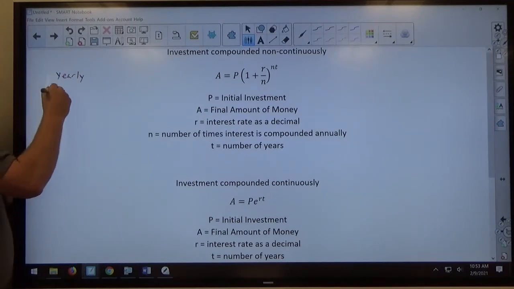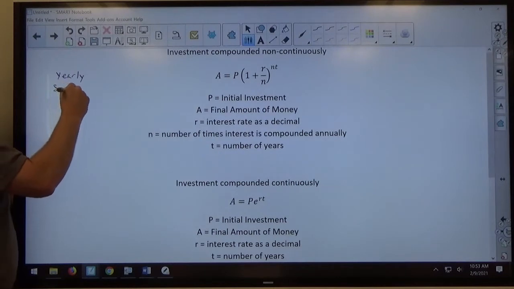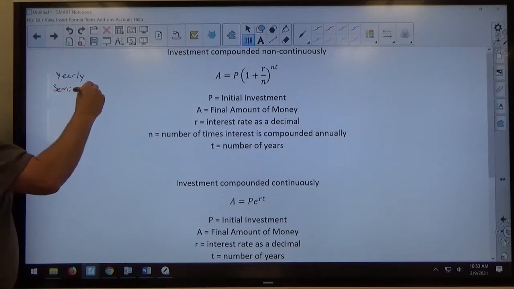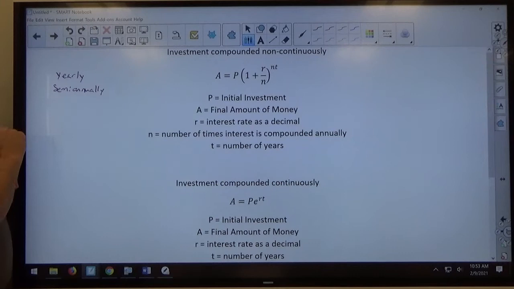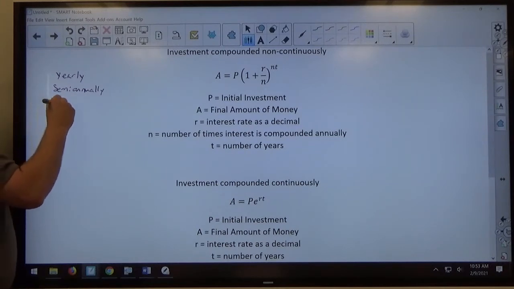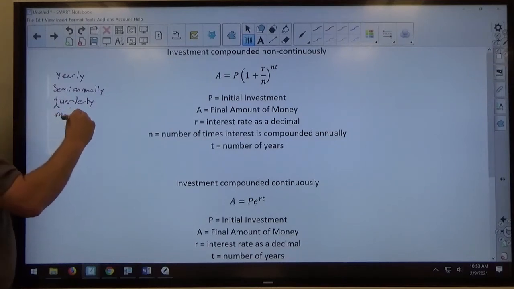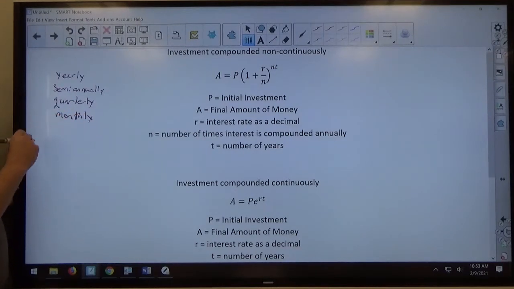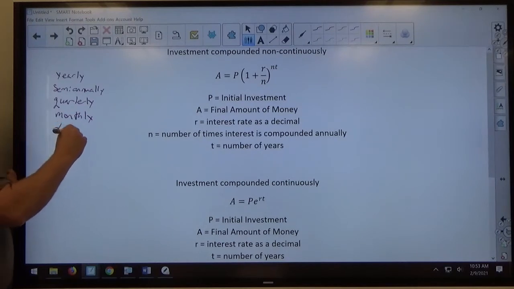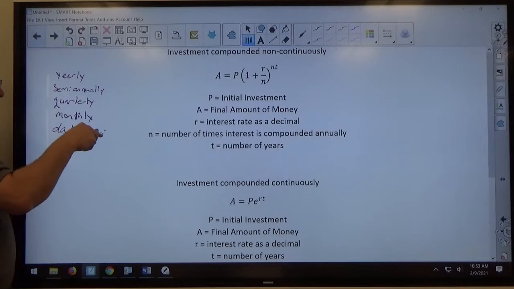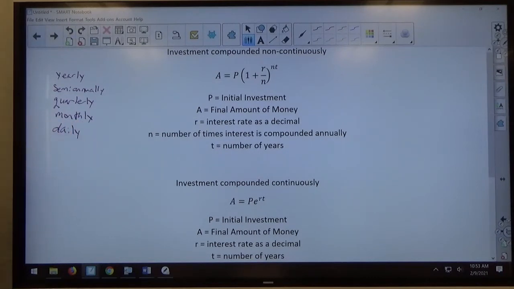Then you have semi-annually, which would be twice a year. They can do quarterly, which is 4 times a year. They can go monthly, which is 12 times a year. They can go daily, 365 days a year, and so on and so forth. All right. So they can describe how they compound it.